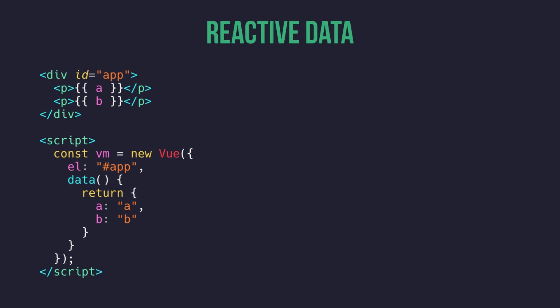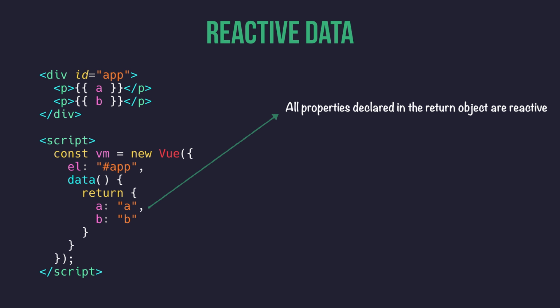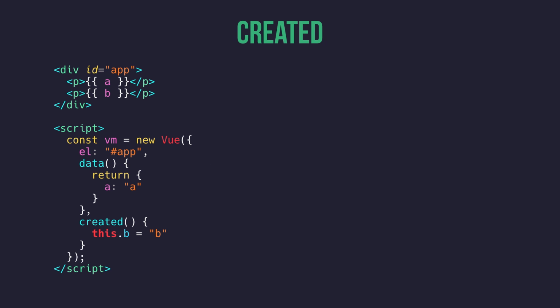So let's talk about reactive data. We declare some properties here in the object returned from our data function. So we declare a and b, and if we want to display those in our template, that's just going to work. Anything declared in the return object is reactive, and that's because, again, Vue is going to walk through those and convert them all over to getters and setters using Object.defineProperty. What we can do then is change a if we want to. That's reactive. It will get updated in the template.